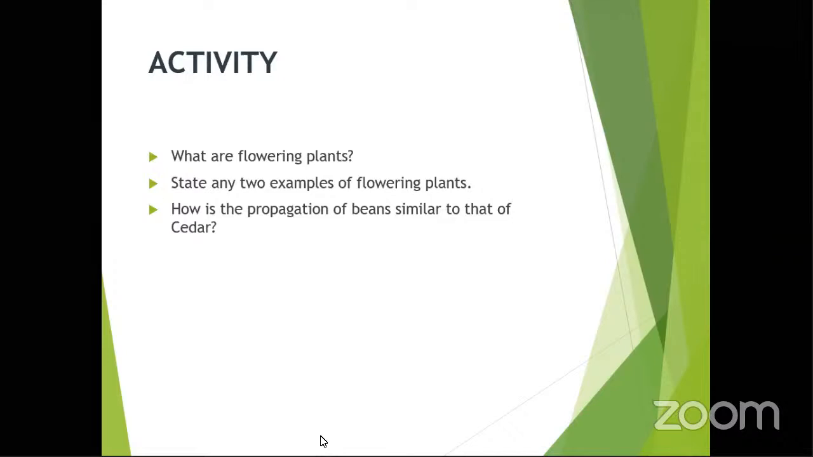the propagation. How would you answer that question now, having known that beans reproduce by means of seeds? The word propagation is simply reproduction. So you can simply say that beans are propagated by means of seeds, while cedar is also propagated by means of seeds. Since they are asking for the similarity here, how are you going to give the answer? I want someone to tell us this, and that should be Nasha. How is the propagation of beans similar to that of cedar?